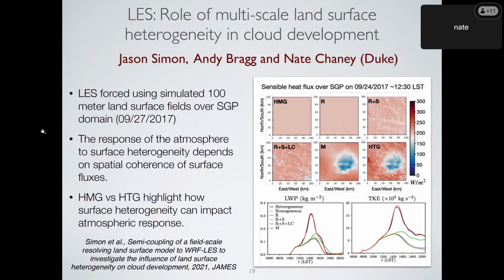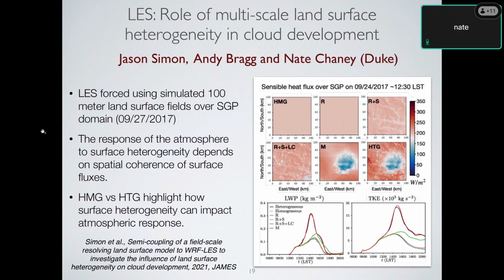On the right, we play around with different amounts of heterogeneity on the surface, while ensuring that the spatial mean is the same. So the amount of energy going into the atmosphere over the entire 100-kilometer grid is still the same. Then we see the response of the atmosphere on the shallow convection day. You have homogeneous; R, which means you only have rivers of heterogeneity; R plus S, where you now have soil heterogeneity, which you see in the sensible heat flux; R plus S plus LC, which adds land cover heterogeneity; and M, which is only meteorological heterogeneity.